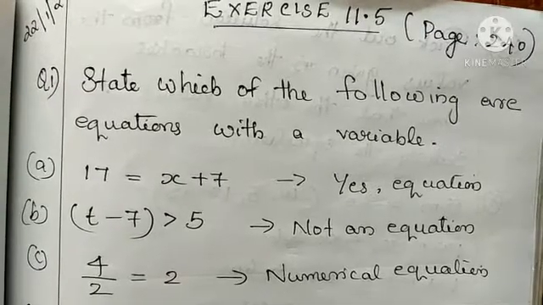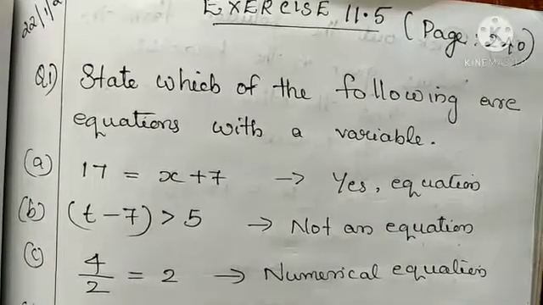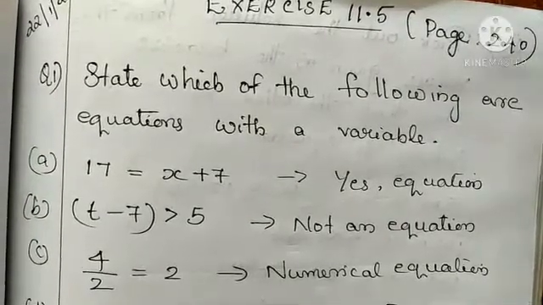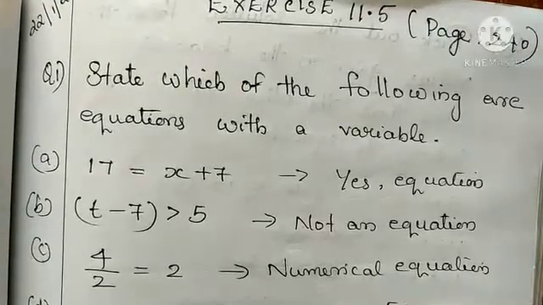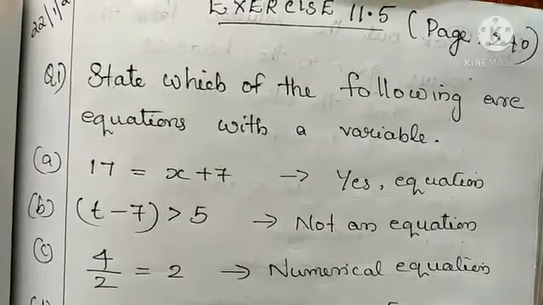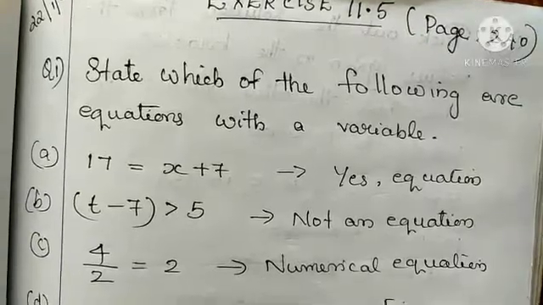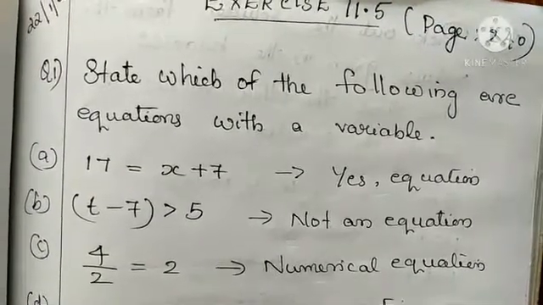This is our mathematics period and we did the chapter 11 Algebra. Today we will do the exercise 11.5 page number 240. First question, state which of the following are equations with a variable. Equations in one variable. We can check.